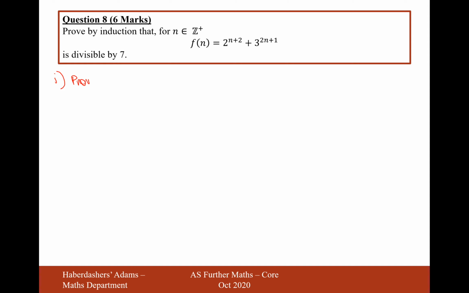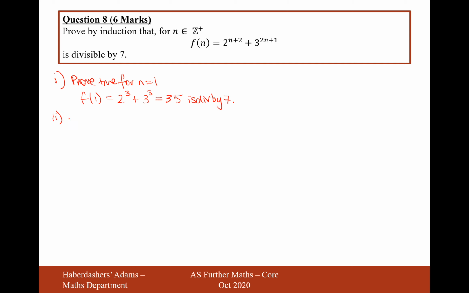Prove true for n equals 1. So f of 1 is going to equal 2 to the power of 3 plus 3 to the power of 3 as well. So let's just do that in the calculator quickly. 2 to the power of 3 plus 3 to the power of 3. Oh, whoops, I did that incorrectly. 2 to the power of 3 plus 3 to the power of 3 is 35, which is divisible by 7. Good. Let's move on to part 2 now.